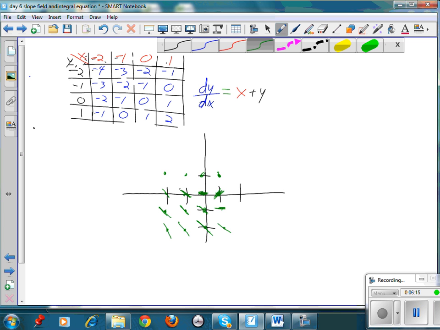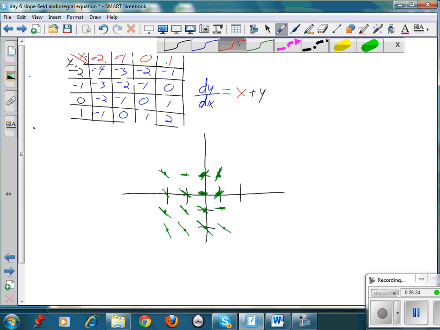When y is equal to 1, this is equal to -1. This is horizontal tangent. This is +1. This is +2. Okay? All right, well, what does this look like now? Well, I get little tangent lines.